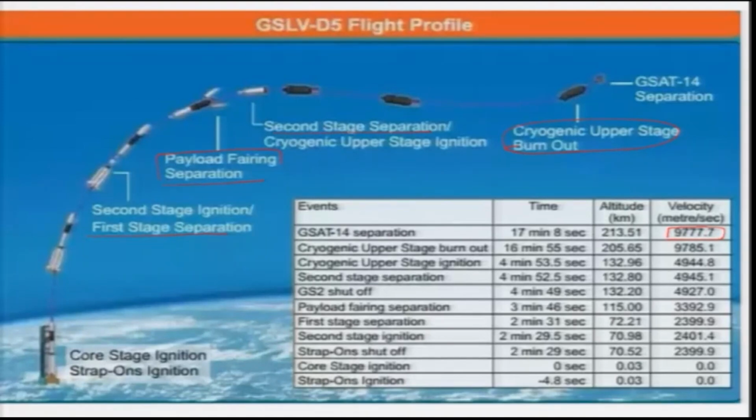So, if you look, when the strap-on setup was there, it was only 2400 meters per second, but it has gained to 9778 meters per second. So, it is a lot of gain achieved in velocity increment by using the stages. So, you can see what the operation is.